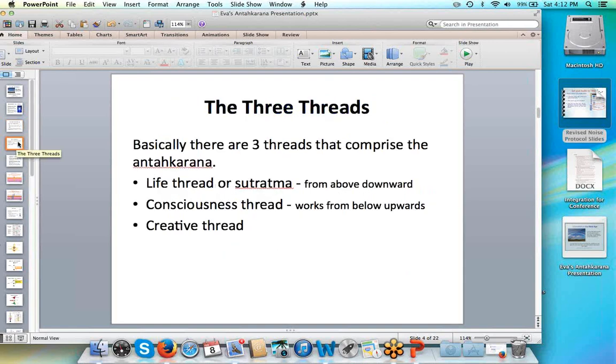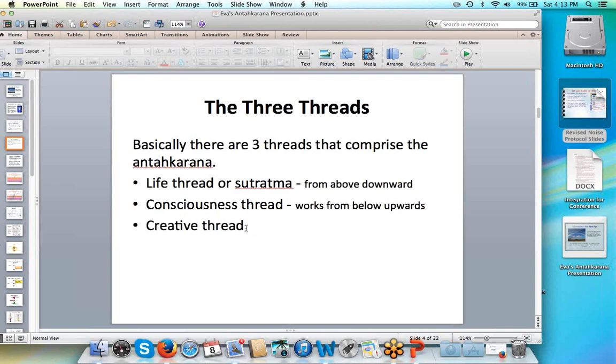So what are these three threads? They are the life thread, or sometimes in some books it's called the Sutratma. That goes from the spirit self, from the monad, right down to our physical form, from the moment we incarnate. This is our life. Then we have the consciousness thread, which works from below upwards, because this is what we are building. The consciousness thread is what we are building. The rest of it happens on its own.